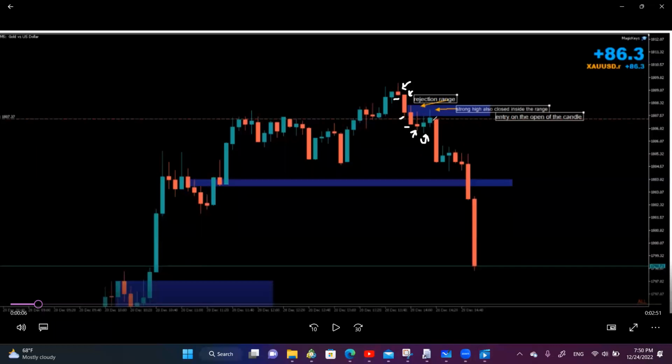Now I was waiting for something like this. I was waiting for a candle to push up, break the range of the previous, and close inside to show only a wick of rejection. Now this area becomes a rejection, since we had the initial move, and then this is the rejection, something like this.